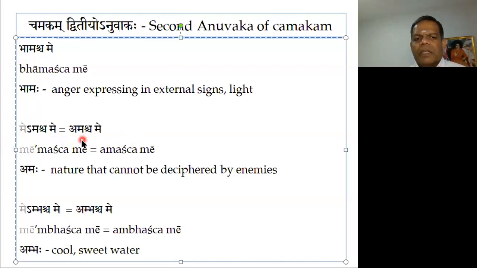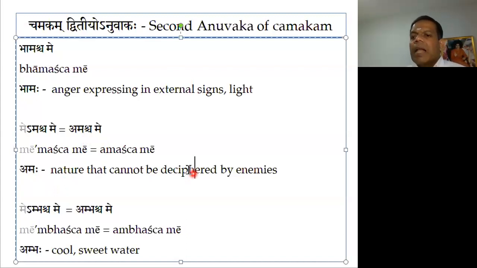Amaschame. Here also, in terms of pronunciation, everything should be simple, amaschame. But there is sandhi here. The simple word is amaha. The visarga has become ish because of sandhi. Amaschame. But when we are chanting, we say bhamaschame, maschame. So amaha is a word which is not commonly used, so I've used what the commentators have said. They say it means nature that cannot be deciphered by enemies. That's the meaning.